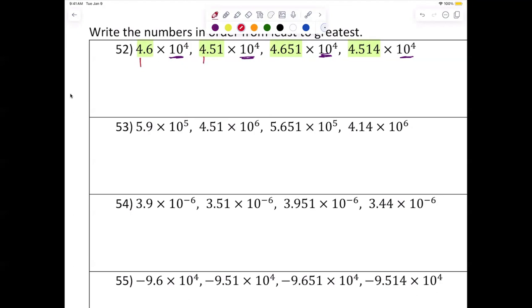Can we tell which number's bigger by looking at the 4? No. So now I've got to look at the next number. 6, 5, 6, 5. Which two are the smallest? Second and fourth are smaller than first and third because they have a 5. Then you look at the next number. This number is a 1, this number is a 1, so they're still the same.